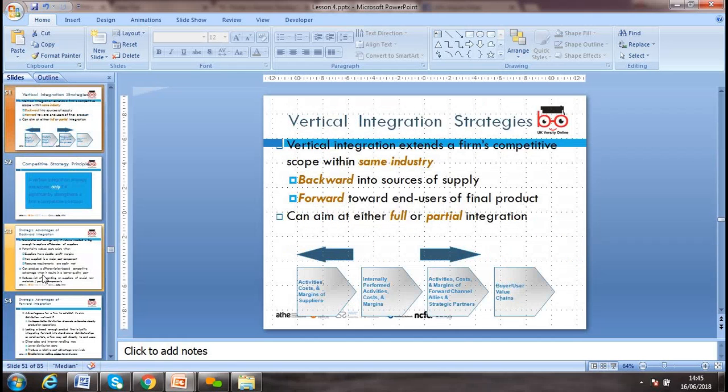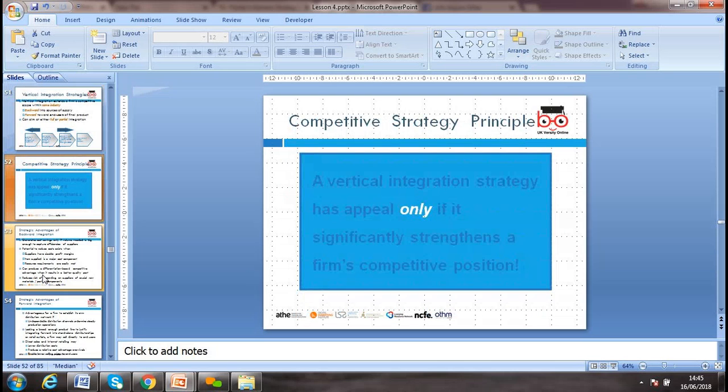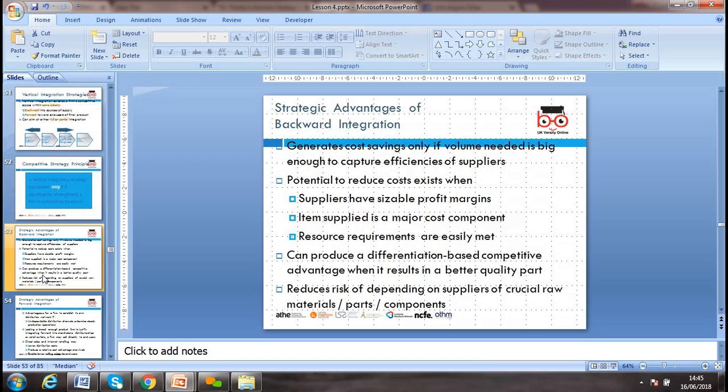Vertical integration. Vertical integration extends the firm's competitive advantage within the same industry. So backward into the sources of supply and forward toward the users and final product, it can aim at either full or partial integration. Please go through these slides. It's quite good. We can generate cost savings, only if the volume needed is big enough, capture the efficiencies, potentially reduce the cost. So we may go into integration.